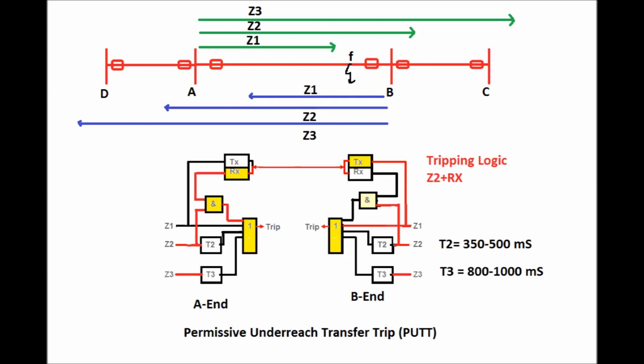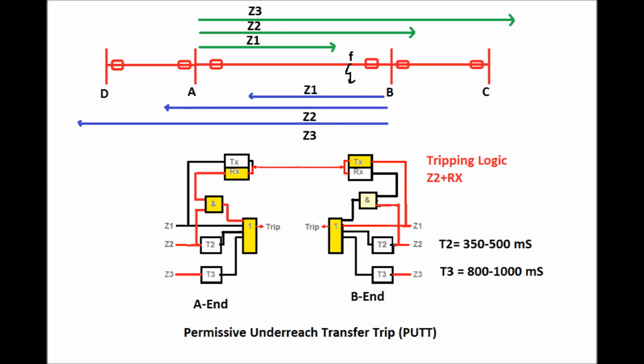So since the fault occurs at point F from the substation B end, it is located at zone 1 location, so it will send a permissive signal. So Tx at B end will be high. Again, this signal will be sent by a simplex channel and it will be received at the substation A end. That is, Rx will be high at the substation A end. Since there is a zone 2 pickup and this permissive received signal is high, it will trip the circuit breaker instantaneously.